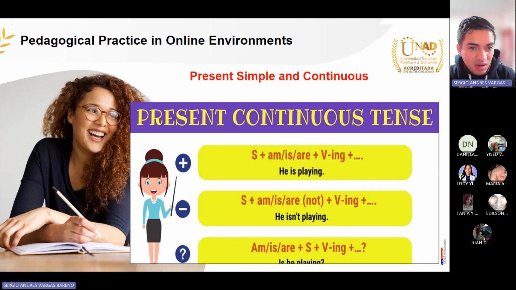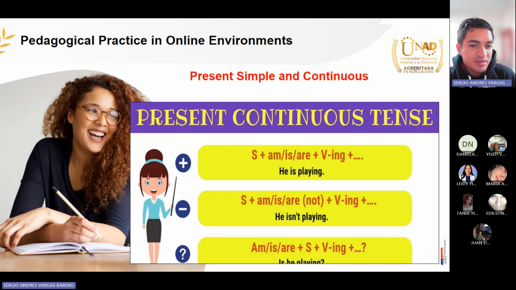Okay, in the case of present continuous, we have to use the to be verb and the ing verb, right? So in this case, we have the subject, in this case he, and the to be verb, but it depends on the pronoun. In this case, the to be verb for he is is, right? And the ing verb is the action verb. In this case, playing. And you can add a complement.